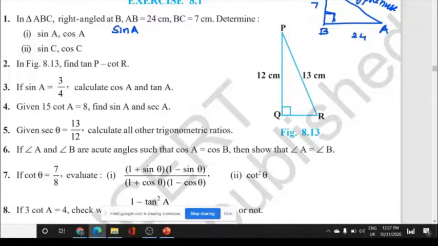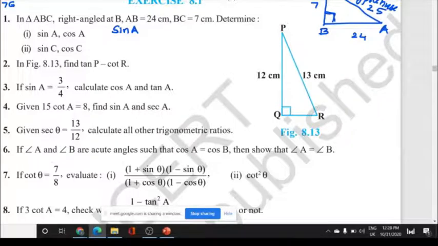AC square is equal to the square of the other two sides, 7 square plus 24 square. What is 7 square? 49. Plus 24 square is 576. So what do you get? 576 plus 49 is 625. So AC square is 625. What is AC? The root of 625 is 25. So this is going to be 25.